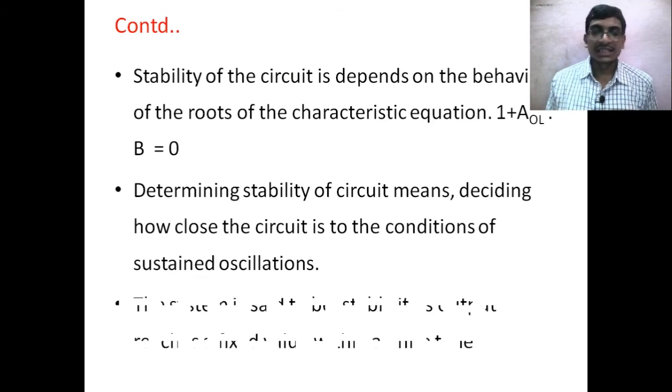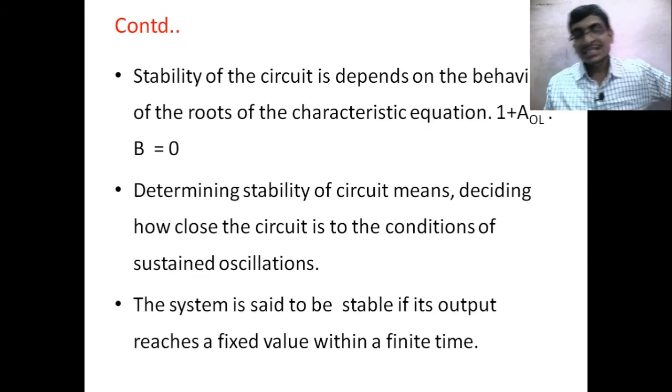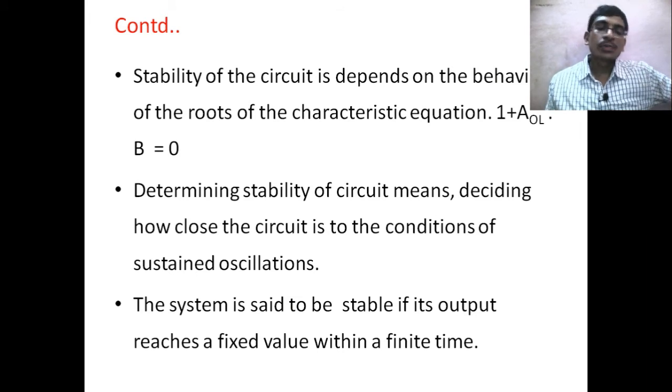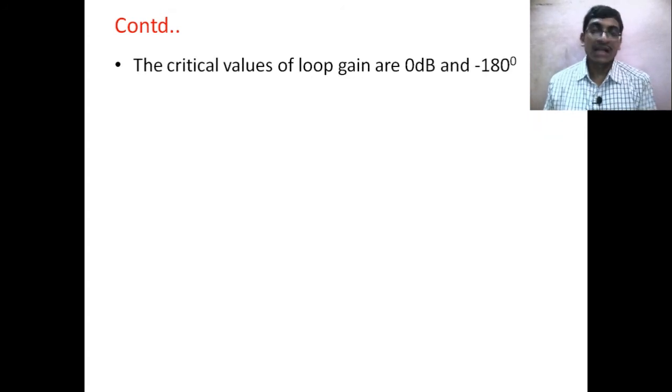The system is said to be stable if its output reaches a fixed value within a finite time. Also, we can say the system is stable if its output reaches a fixed value within a finite time. Then our system is a stable system.